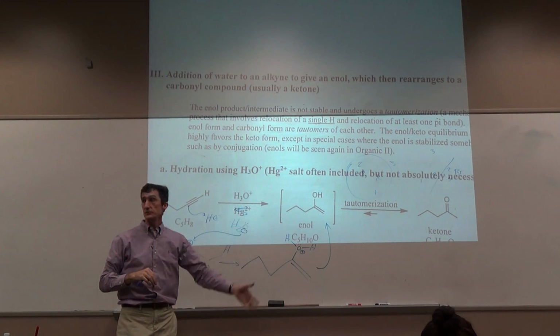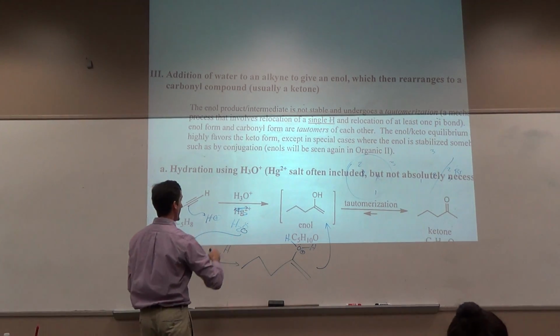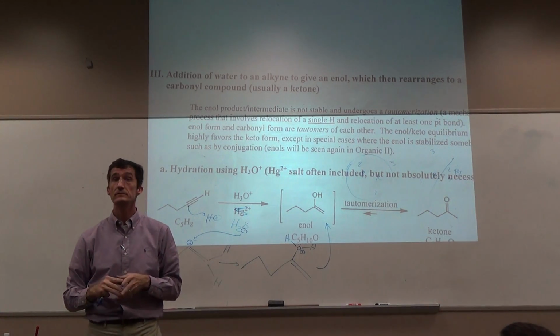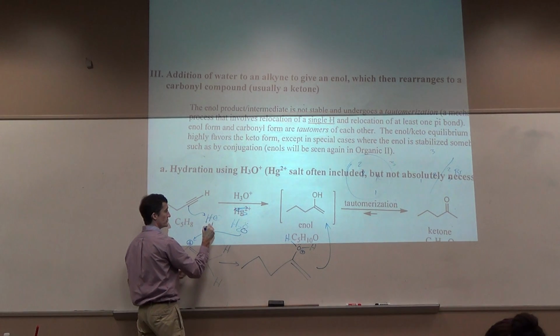You cannot just use H3O+. It has to have a minus. What do you want the minus to be? What acid would work here? Sulfuric is most common, maybe phosphoric. So let's assume we use sulfuric and we got HSO4 minus here.